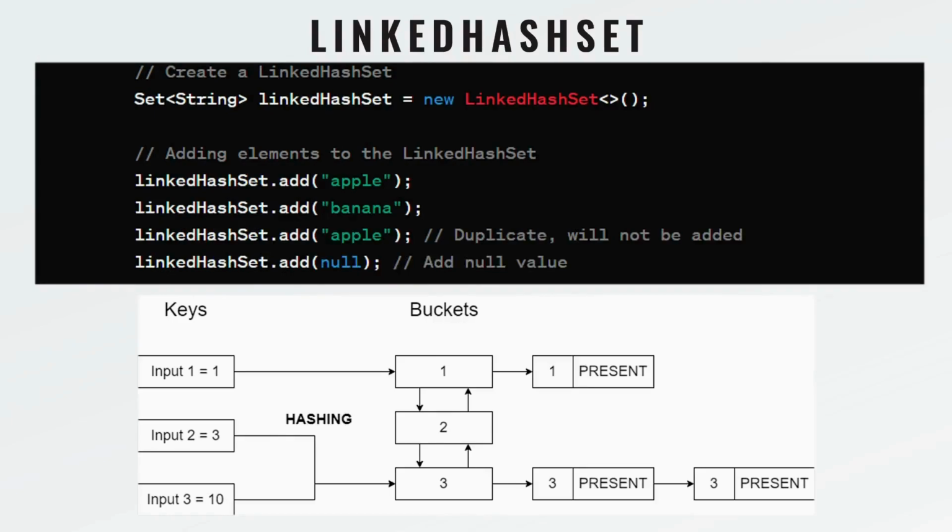A LinkedHashSet is another implementation of the set interface that extends HashSet and maintains a doubly linked list running through all of its entries. It combines the features of a hash table and a linked list, providing the ordering of elements based on the order in which they were inserted. It is implemented similar to HashSet in memory. The only difference, however, is that it uses a doubly linked list in implementing the hash table, which maintains the insertion order of elements.